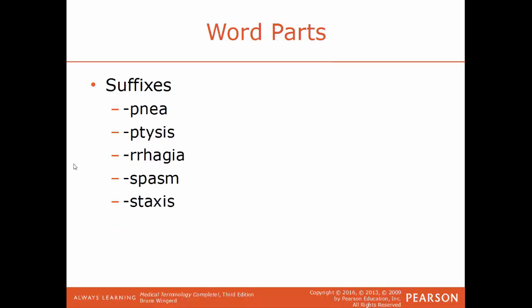See, the suffix pnea is a reference to breathing. Ptysis is a reference to spitting. Rrhagia is a reference to bursting forth, usually bursting forth of blood. Spasm, involuntary violent contraction of muscle. And last term here, staxis, is a reference to a dripping or a trickling out.